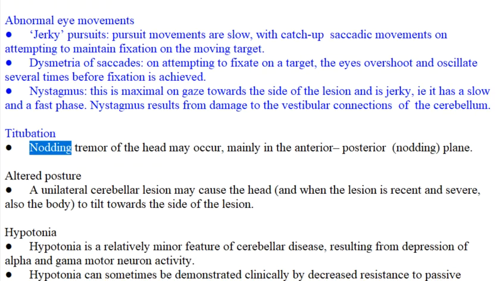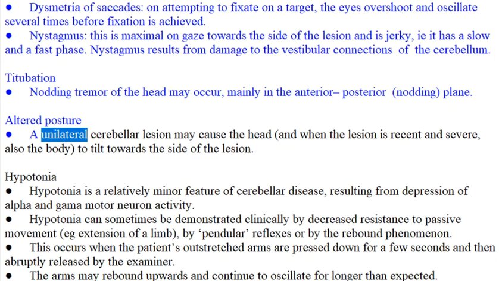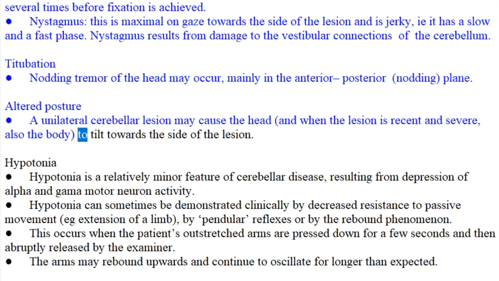Titubation. Nodding tremor of the head may occur, mainly in the anterior-posterior, nodding, plane. Altered posture. A unilateral cerebellar lesion may cause the head, and when the lesion is recent and severe, also the body, to tilt towards the side of the lesion.